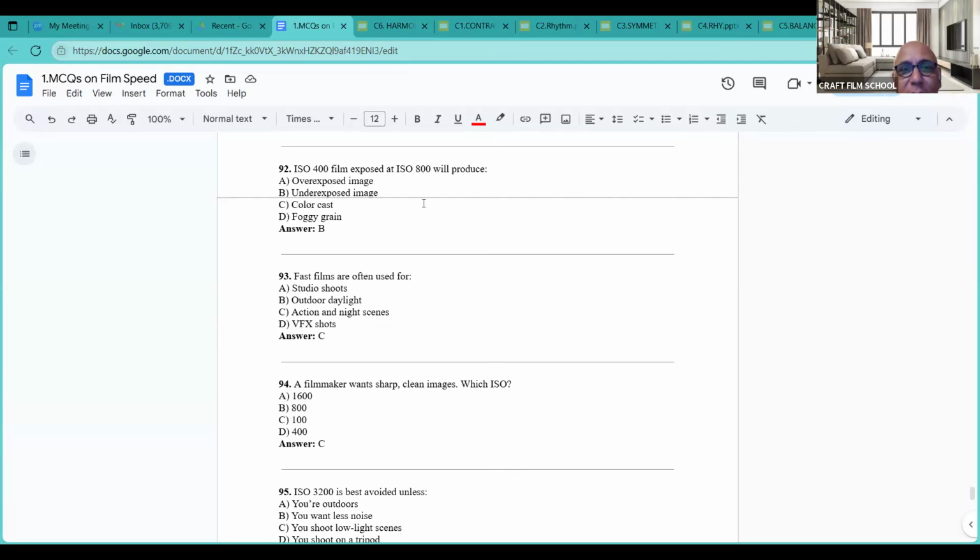400 film exposed at 800 will produce what? Again, what you are doing is pushing 400 to 800, so it will be underexposed. If the film is underexposed, the image will also be underexposed unless you are processing in a pushing manner. If you normally process it, it will be an underexposed image. As simple as that. If, for example, out of 36 exposures, 5 or 6 are not correctly exposed and the rest of the reel is exposed properly, those images would be underexposed.